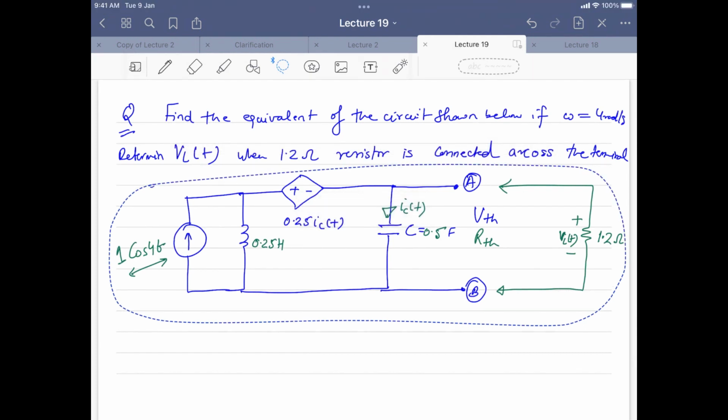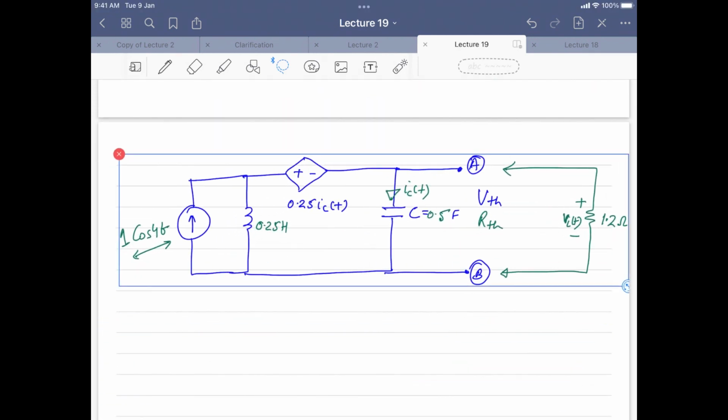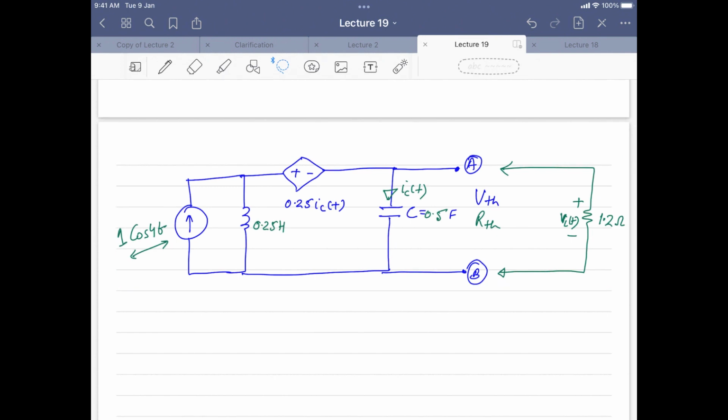So let me copy this circuit once again, and as I was telling you, the first step is to convert these things into the frequency domain counterpart. So if we want to do that, this will be what? This will be 1 angle 0, right? Everyone will agree with this? Yes sir. So this is 1 angle 0.